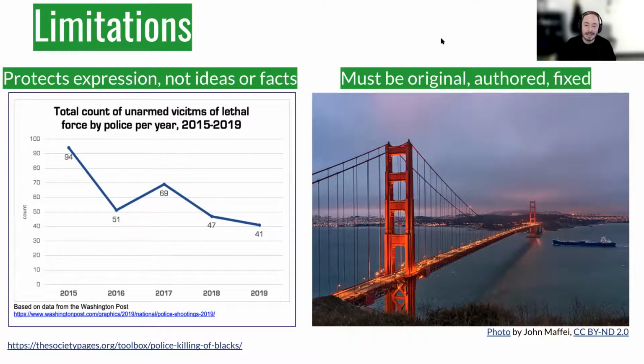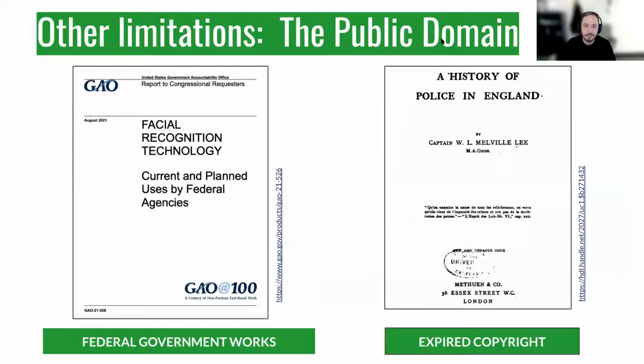And then finally, the original expression must be what's called fixed in a tangible medium. So it must be perceptible by a person or a computer. With the photo on the right, there's copyright here because the photographer captured and recorded this image on film or, say, an SD card.